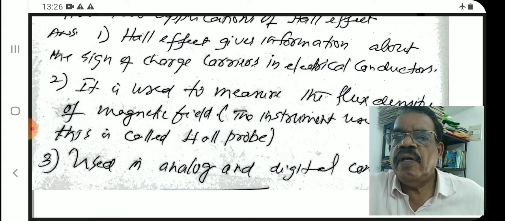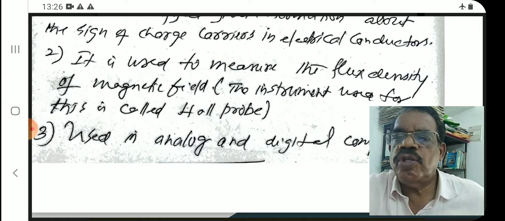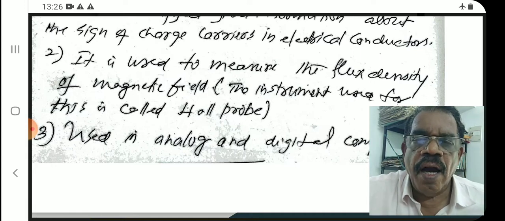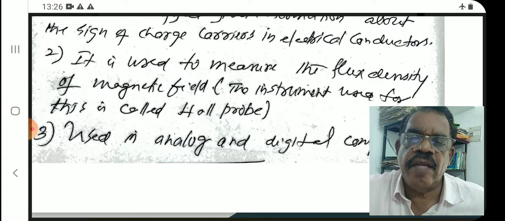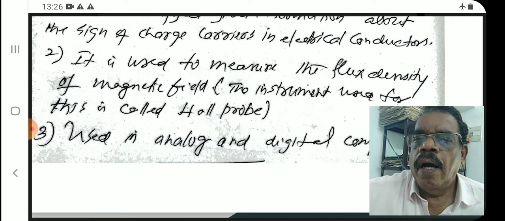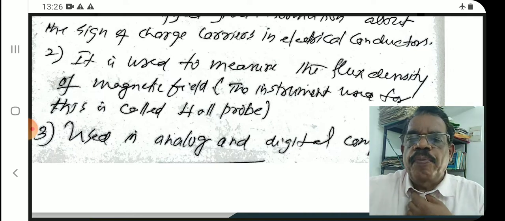Number 2, it is used to measure the flux density of a magnetic field. The instrument used for this is called a Hall probe. Using a device called a Hall probe, with the help of the Hall effect, we can measure the magnetic field flux density.